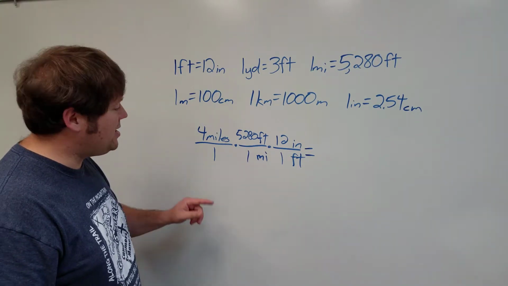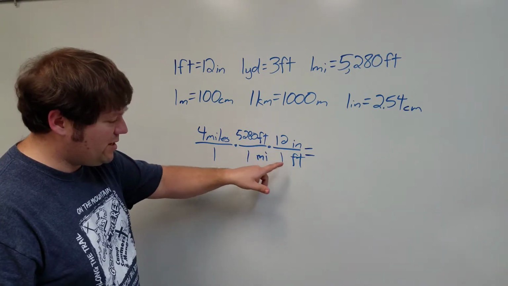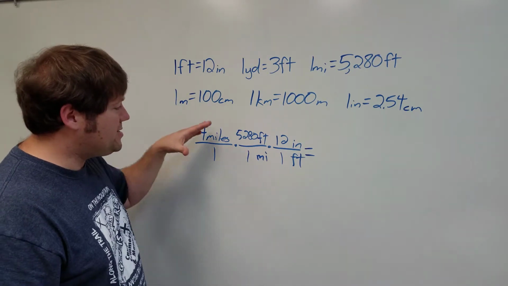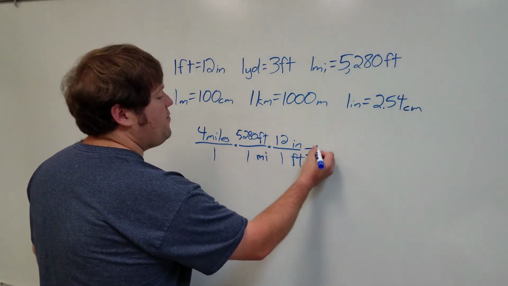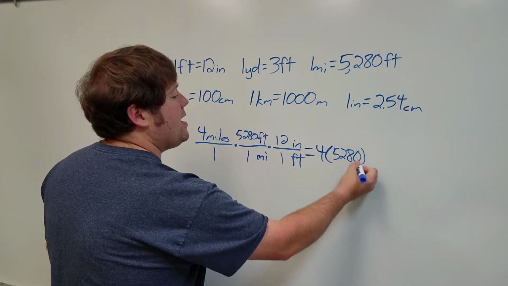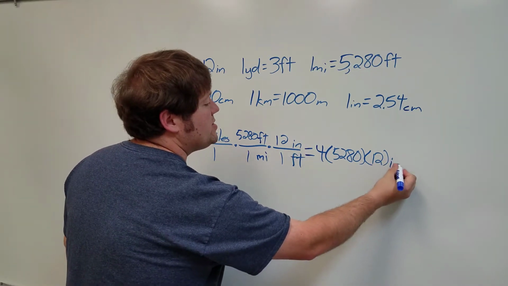Once again, just like in the last one, our denominator is 1 times 1 times 1, which means we don't really need to put it. Instead, we can just write out a multiplication problem for the top. 4 times 5,280 times 12, and our answer, of course, is in inches.